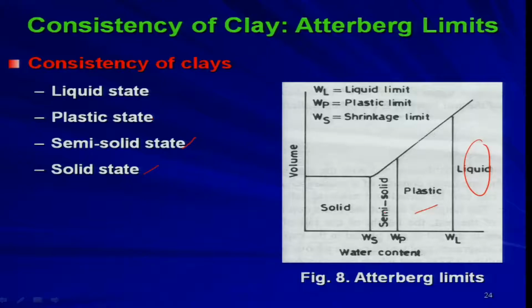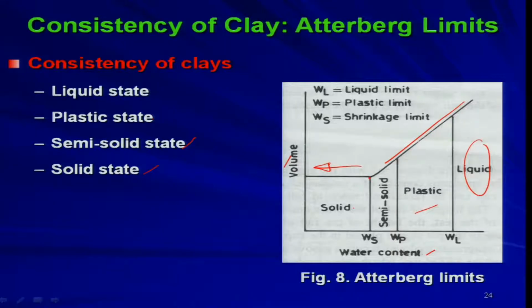As you see, this plot is volume versus water content. As you reduce the water content, you are also getting a reduction in volume. In the liquid state it will have the maximum volume, and slowly it will reduce to the plastic state and then semi solid state. Then in the semi solid state, once you reach this point, if you further reduce the water content, in this direction, you are not getting any change in volume, and that is known as solid state.